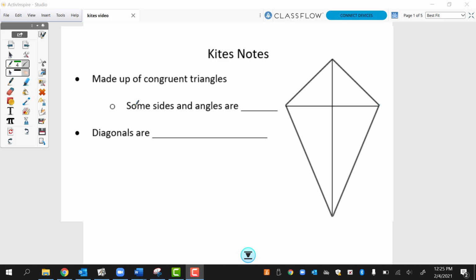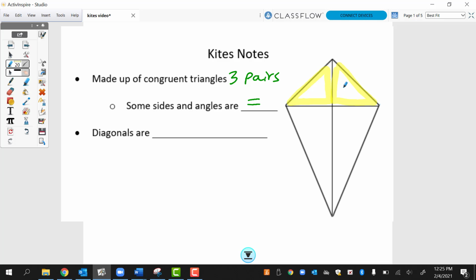So how does that help us? Well, that's going to tell us some sides and angles are equal. So how many congruent triangles are there? There's actually 3 pairs of congruent triangles. So we're going to highlight them in this little picture. Okay, so the first set, if you cannot tell, is this little one here and this little one here.